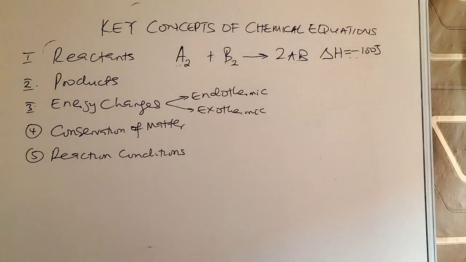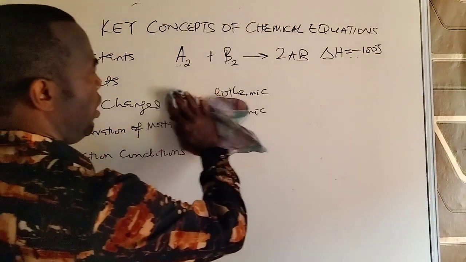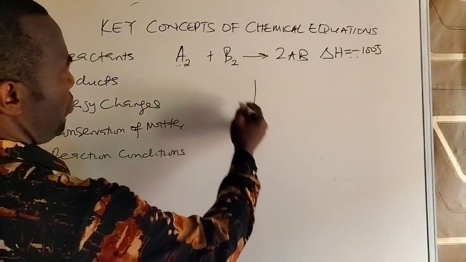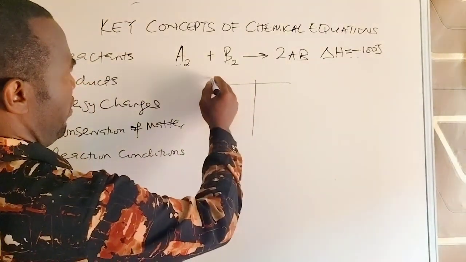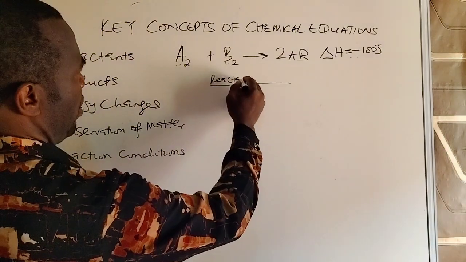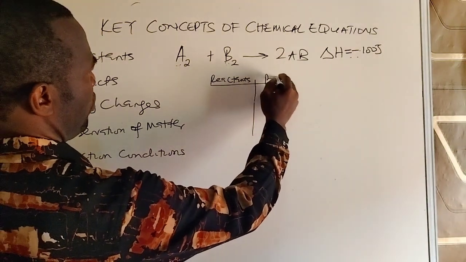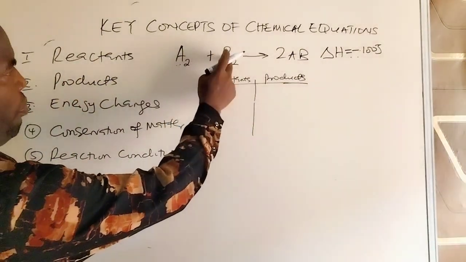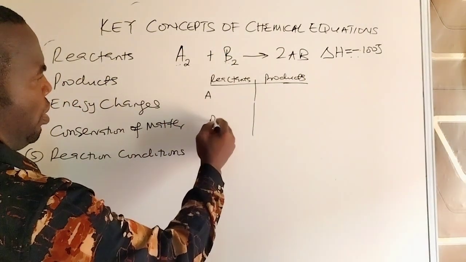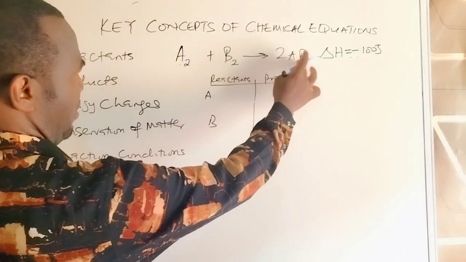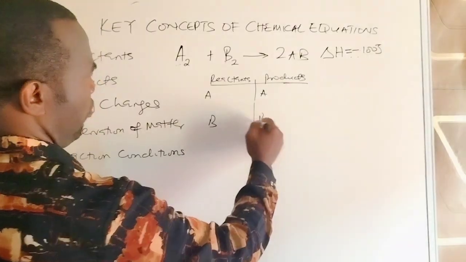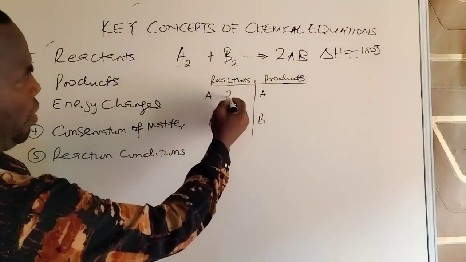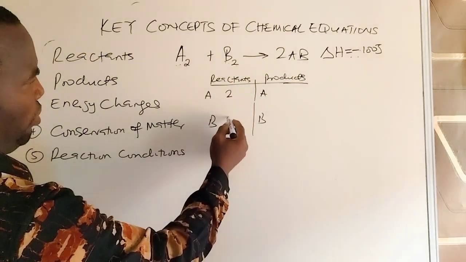How do we explain this using this simple equation? Let's go to this equation. If I draw a table, right here, reactants, right here, products. The reactants are A and B. Also, the products, the elements there are A and B. Let's count the atoms. There are 2 atoms of A here. There are 2 atoms of B also there.